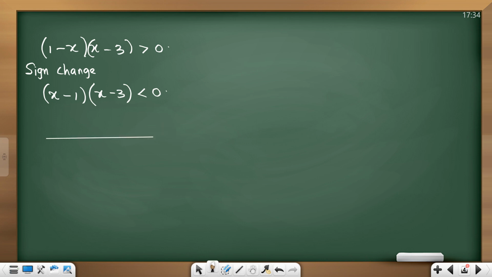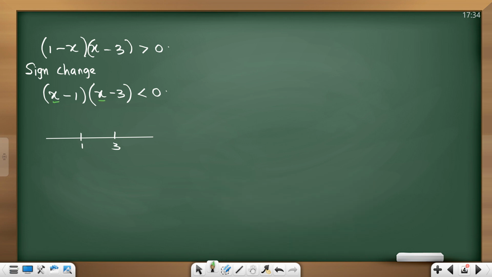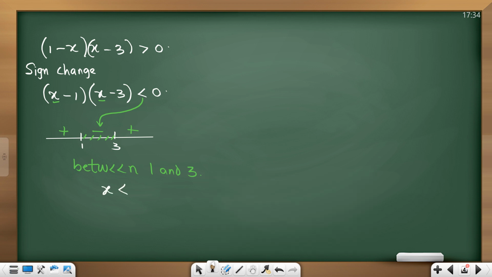Right, my critical values are 1 and 3. Because I have started this bracket now with x and x, it is plus, minus, plus. And less than 0 means I am looking at the negative, and negative lies between 1 and 3. This is the only time I am going to combine my inequality. Look at my between. There we go. Guys, when we get to grade 12, we don't want to repeat this. This is practically the same story that you're going to have.